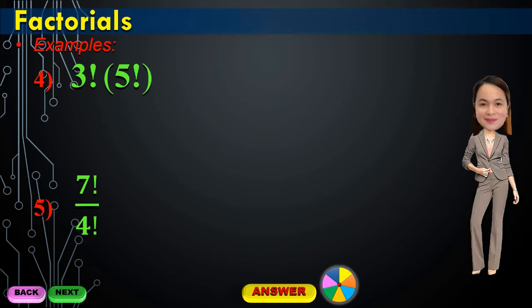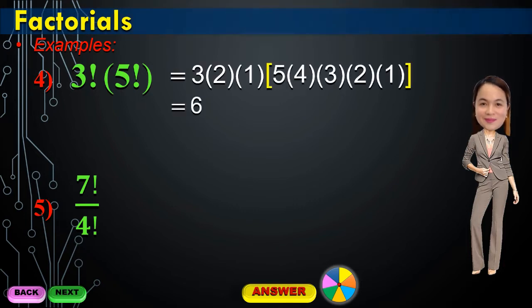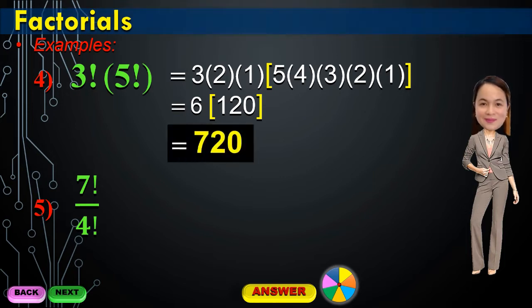Another example of factorial, we have 3 factorial times 5 factorial. 3 factorial, we have 3 times 2 times 1. And 5 factorial, we have 5 times 4 times 3 times 2 times 1. Remember, the product of 3 factorial is equal to 6, and the product of 5 factorial is equal to 120. So 6 times 120 will give you 720.